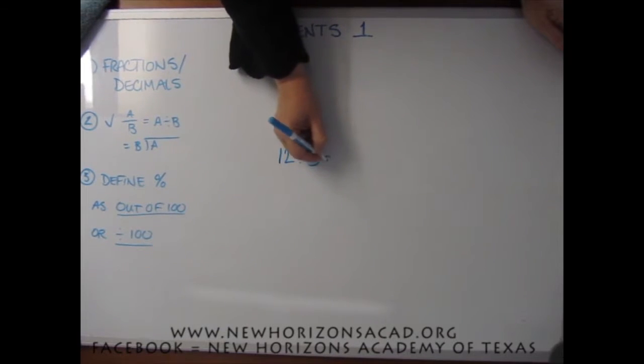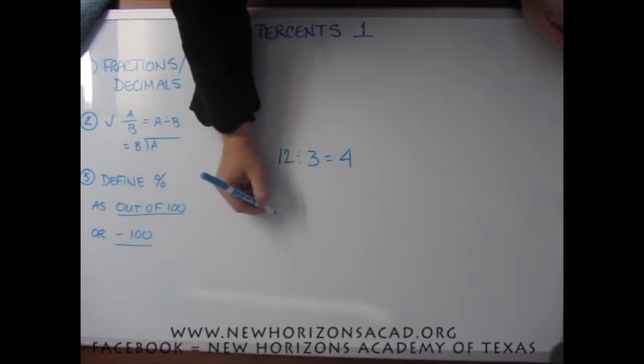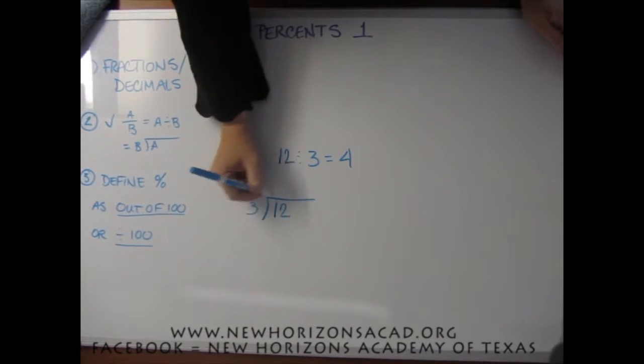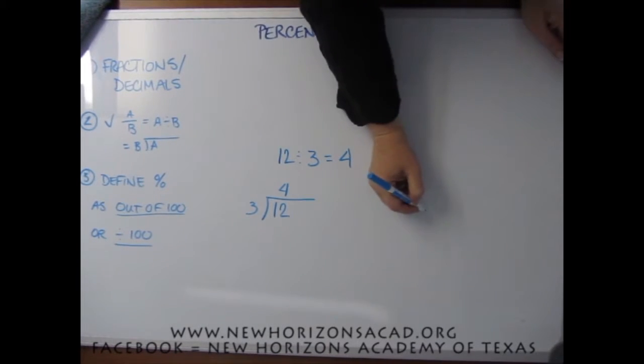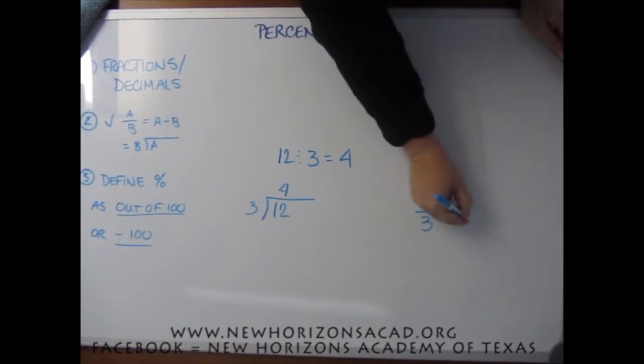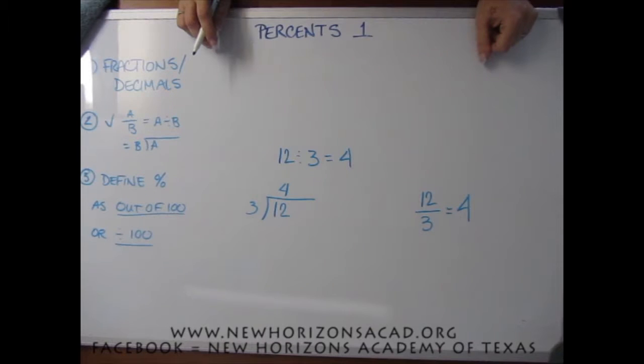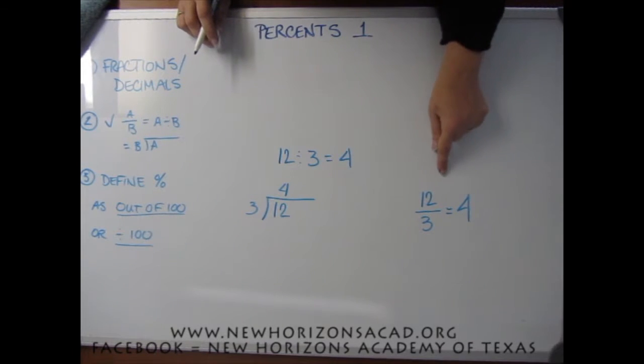12 divided by 3 is 4, but that can also be written 3 into 12 is 4. Most students get that. It can also be written as 12 over 3 is 4. Most students have never thought of that. They have to be comfortable with using all 3 methods.